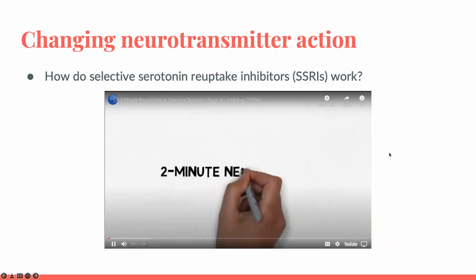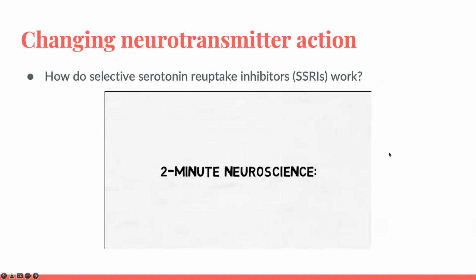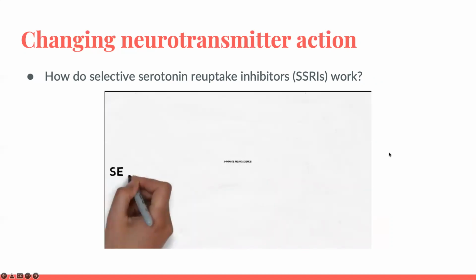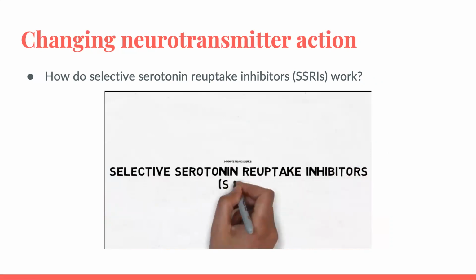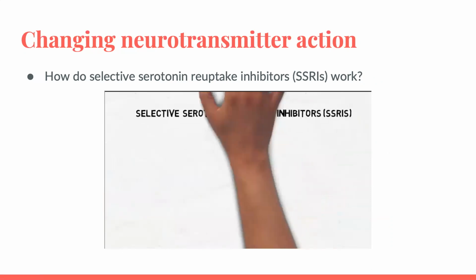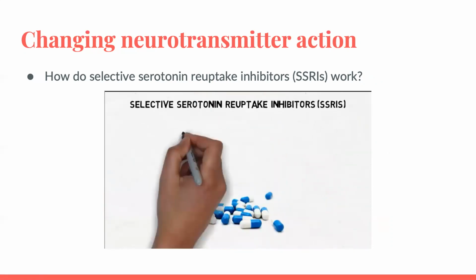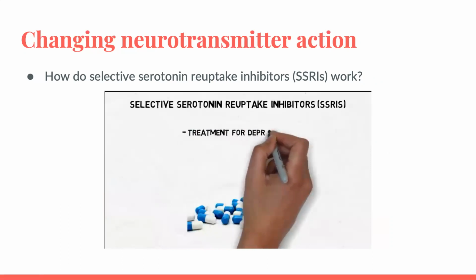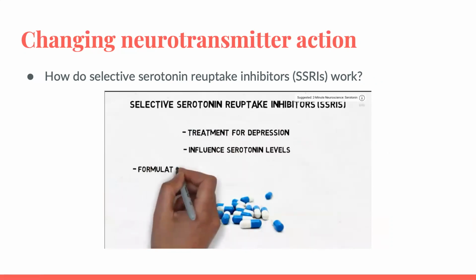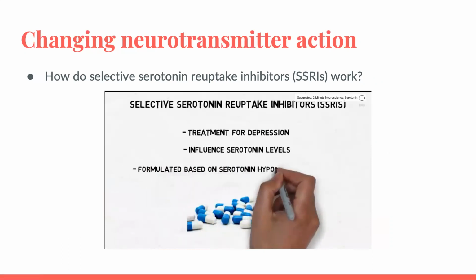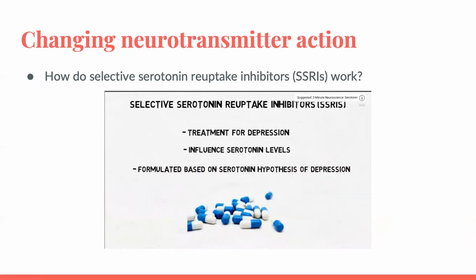Welcome to 2-Minute Neuroscience, where I explain neuroscience topics in 2 minutes or less. In this installment, I will discuss selective serotonin reuptake inhibitors, or SSRIs. SSRIs were developed in the 1970s with the goal of treating depression by increasing serotonin levels. This goal was formulated based on the serotonin hypothesis of depression, which suggests that depression is caused by low levels of the neurotransmitter serotonin.